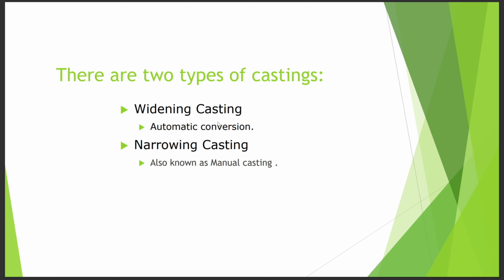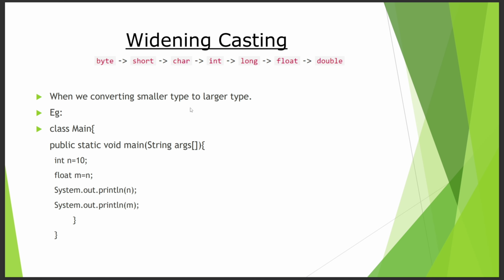First, we will discuss widening casting. While doing type conversion in widening casting, the compiler will follow this kind of flowchart. From byte to short, in this order only we can convert. We cannot convert from double to float or double to long or long to char. For example, see this program. n is a variable which stores 10. 10 is nothing but an integer. Here we are converting n, which is an integer, to m. m is nothing but float.